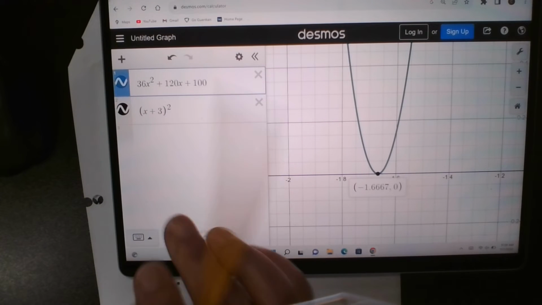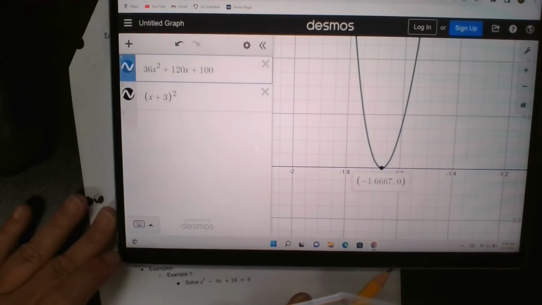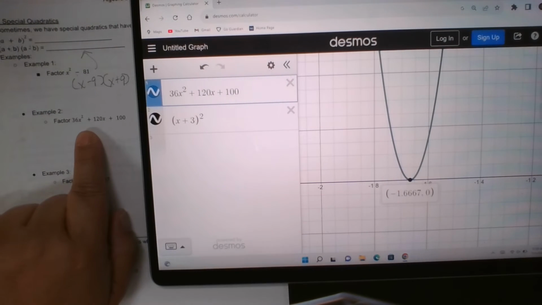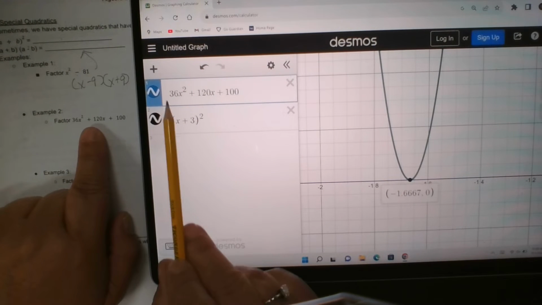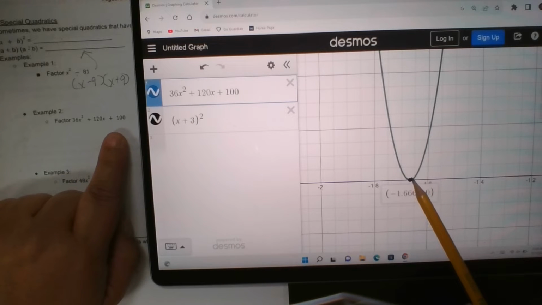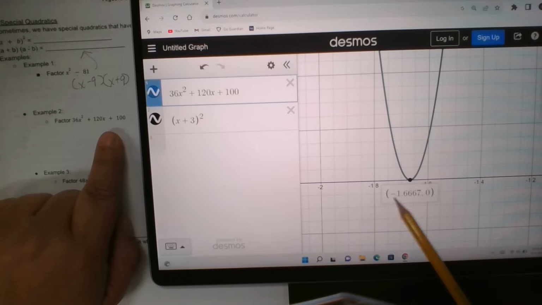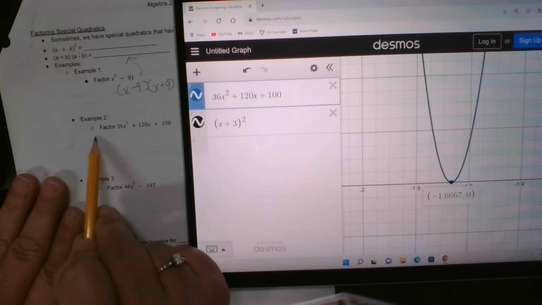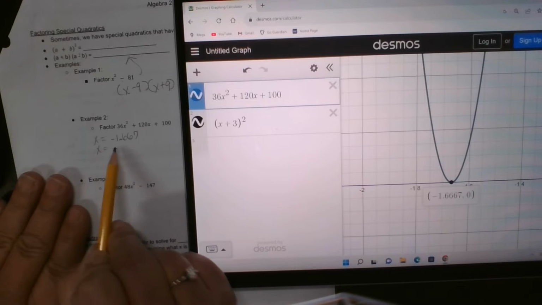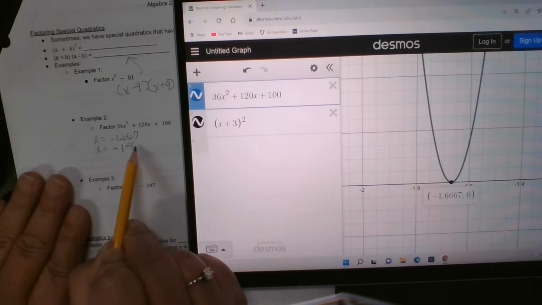So this is the second example on the page. Factor this: 36x squared plus 120x plus 100. That's this graph. You notice it touches one time. It doesn't cross. So it has the same factor twice, x plus, because this is negative. If I looked at that, I'd say that x is equal to negative 1.667, which is x is a negative 1 2/3.